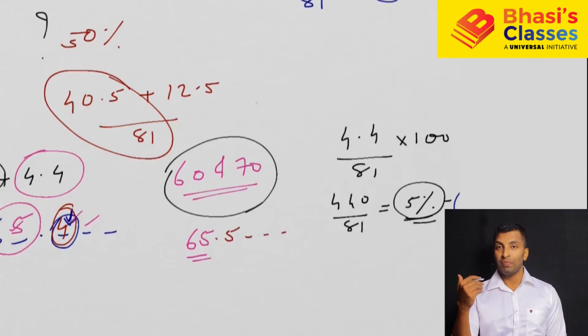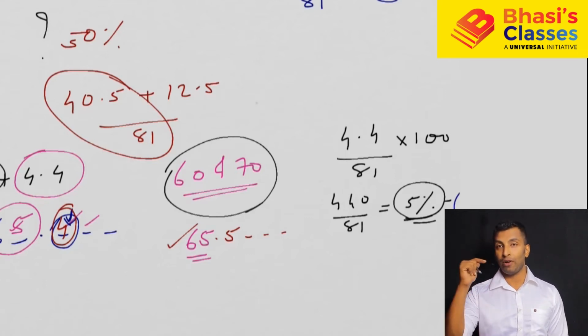Now if your answer choices are like 65.4, 65.5, 65.6, 65.7, whatever be the points coming after that, you can pick the option with 65.4. But if your answer options are like 65.45, 65.567, like that, then we need to proceed further.